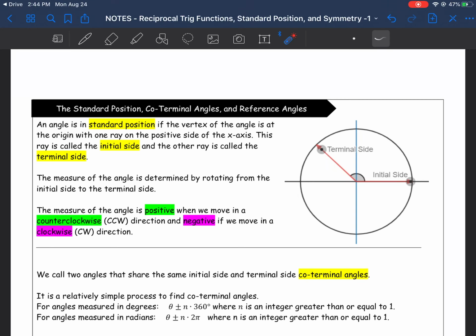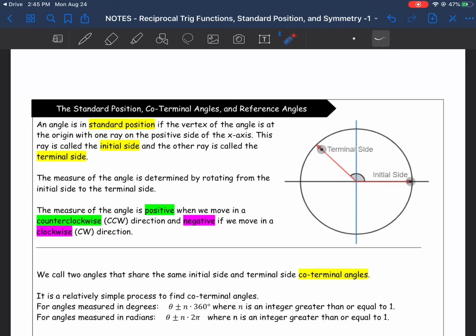The measure of the angle is determined by rotating from the initial side to the terminal side. So we start at the initial side, we rotate to the terminal side, and that's the measure of our angle. The measure of the angle is positive when we move in a counterclockwise direction. So counterclockwise would be that direction. And the measure of the angle is negative if we move in a clockwise direction, which would be that direction.